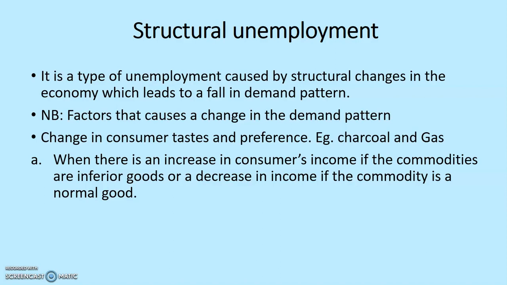for a commodity is when there is a fall in your income and the good you happen to consume is a normal good. Now, since it is a normal good and your income level has fallen, you are going to reduce your consumption of that commodity. Therefore, those who are producing the normal good will have to lay off their people. Why? Because your income level has fallen.